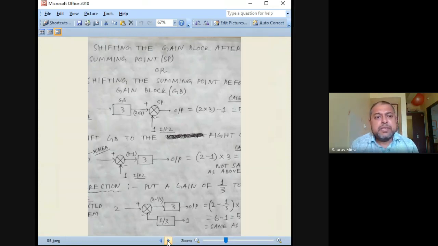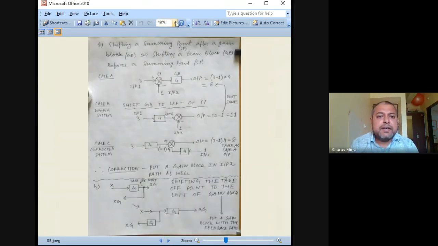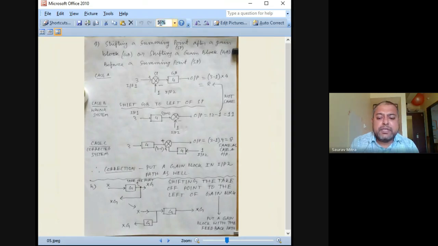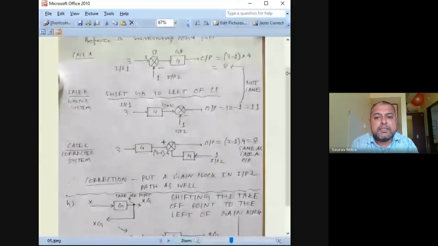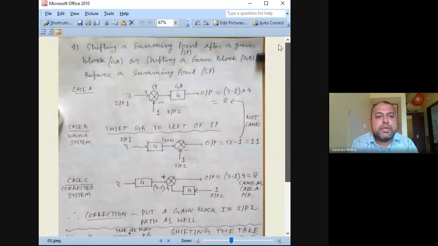Today we will start with another case. I'll make it a little bigger. This is a new case, which says that if the summing point comes first, that means first there comes the summing point. So this is shifting a summing point after the gain block.